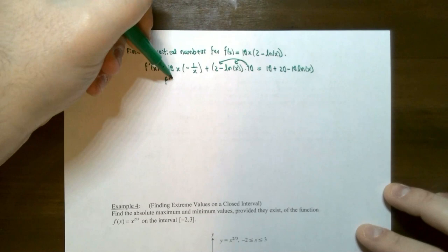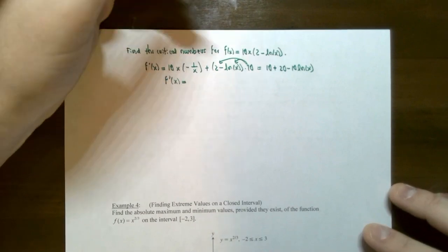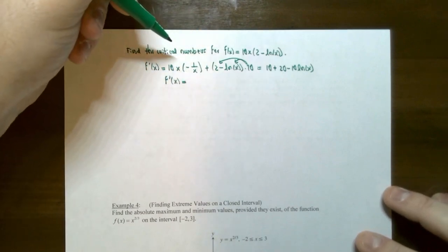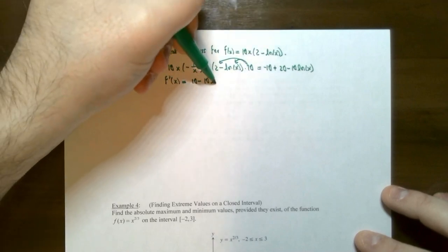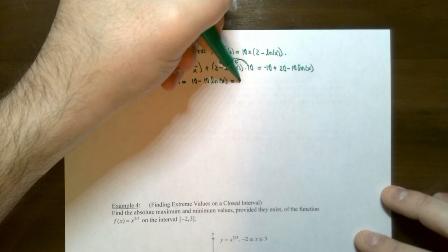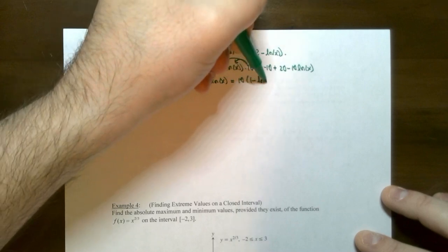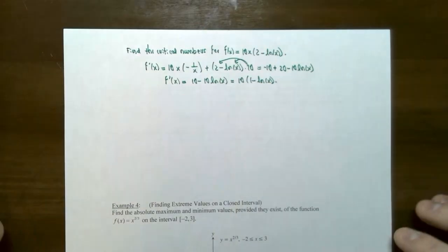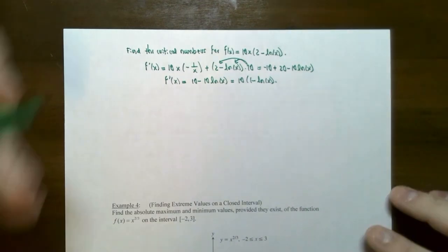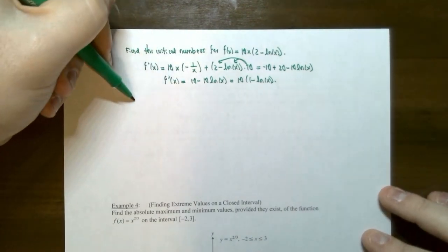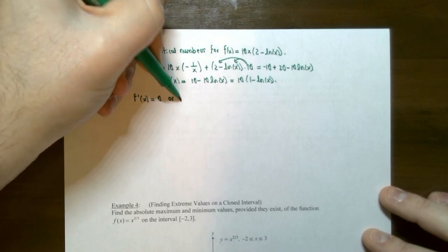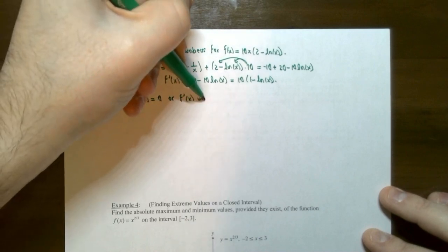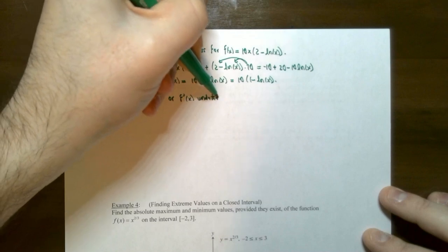So the derivative is, that should be a negative 10. So 10, subtract 10 natural log of x, or 10 times 1 minus natural log of x, after you have it factor out the 10. We are interested in where this derivative is 0, or undefined. That defines the critical numbers.